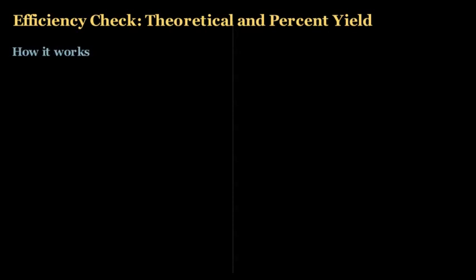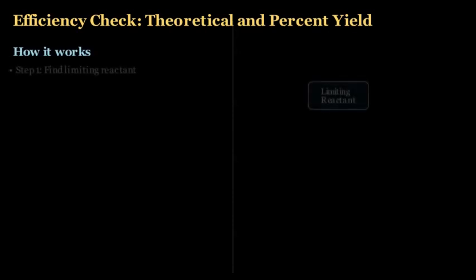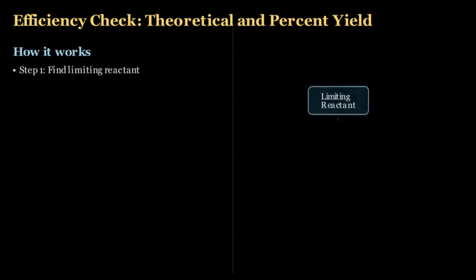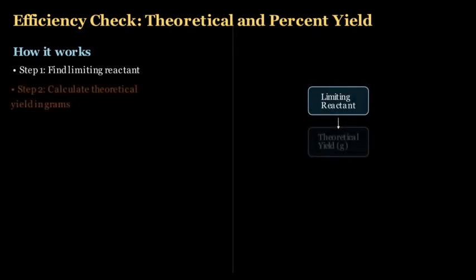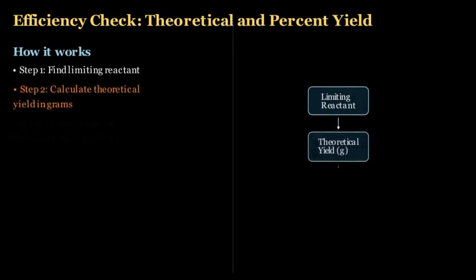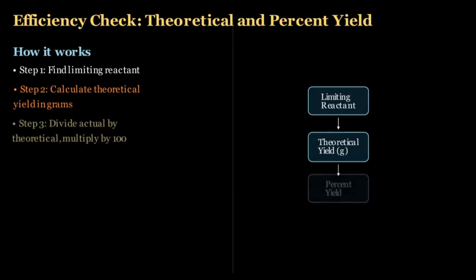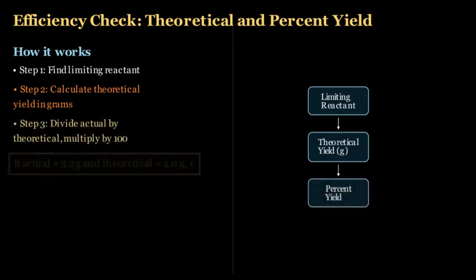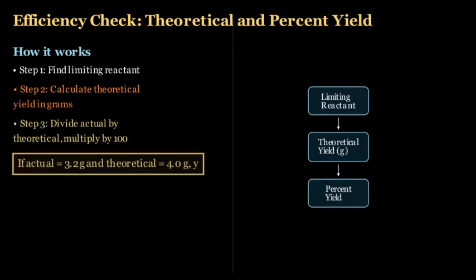It's a 3-step recipe. First, you already know how to find the limiting reactant, that's the one that runs out first. Second, use that limiting reactant and the mole ratio from the balanced equation to calculate the theoretical yield in grams. That's your perfect score. Third, take the actual yield you measured in the lab, divide it by that theoretical maximum, and multiply by 100. The answer tells you what percentage of the product you successfully captured.